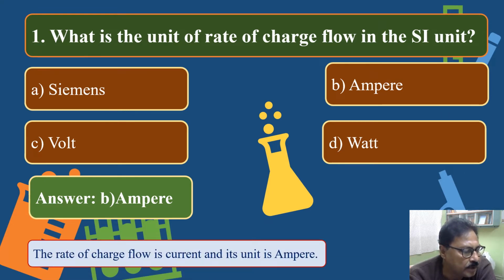The rate of charge flow is current, and its unit is ampere.